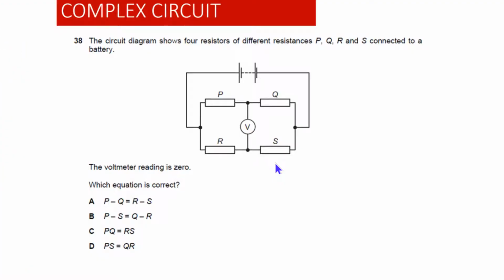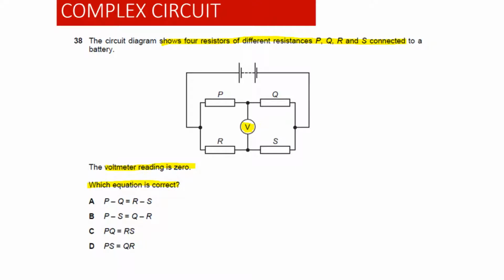This is our second complex DC circuit problem, and in this circuit we have four resistors and they are not identical resistors, meaning their resistance is different. And a voltmeter is also connected in this circuit, and the reading on this voltmeter is equal to 0, and this is a very important point for us to answer this question. What we simply need to find is the equation for this setup.